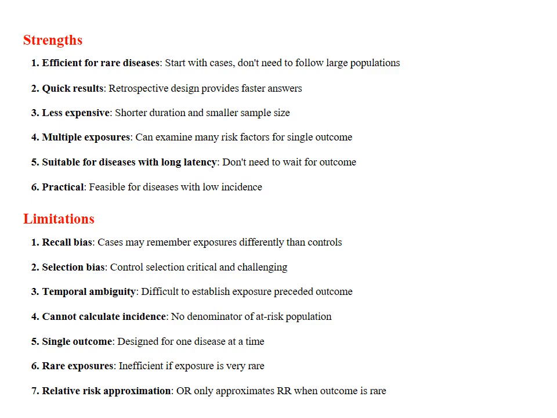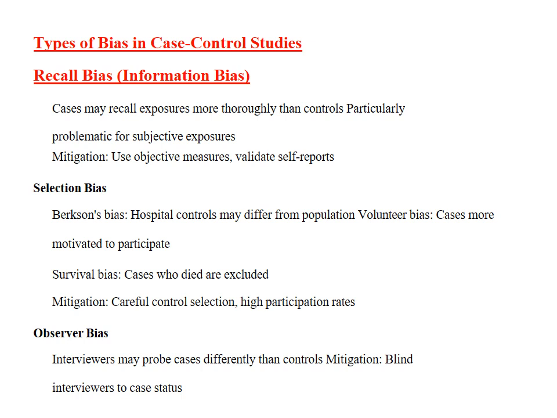That's why it's important to know the types of bias in case control studies. Recall bias, an information bias: cases may recall exposure more thoroughly than controls, particularly problematic for subjective exposures. Mitigation: use objective measures, validate self-reports. Selection bias. Berkson's bias: hospital controls may differ from the population. Volunteer bias: cases more motivated to participate. Survival bias: cases who died are excluded. Mitigation: careful control selection, high participation rates.